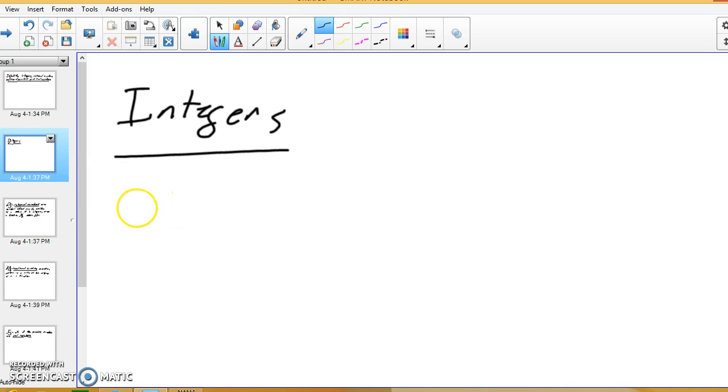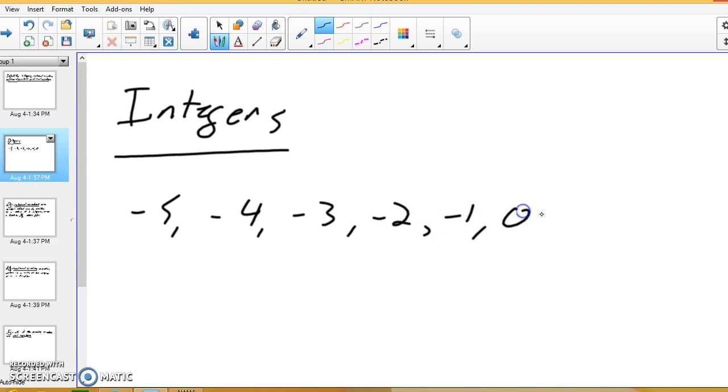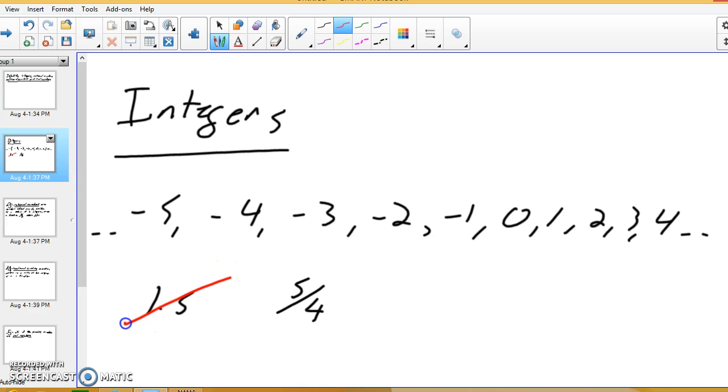So they include -5, -4, -3, -2, -1, 0, 1, 2, 3, 4, and so on and so forth in every direction. Again, the integers, fairly simple. They are just the positive and negative whole numbers. So it doesn't include numbers like 1.5 or 5/4, things like this. These are not integers because they are not whole numbers.